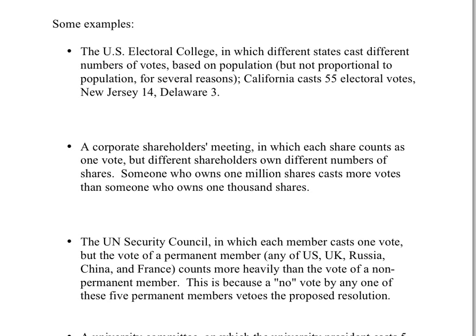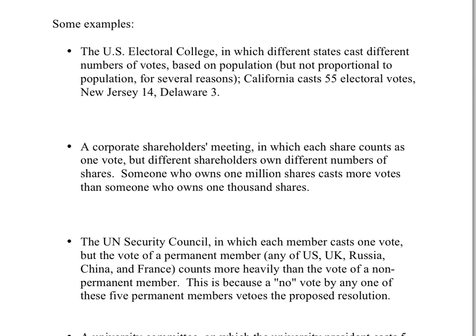Another example is the UN Security Council, and this is more subtle. This is an example in which each member casts one vote, but the vote of a permanent member, that is, any of the United States, the United Kingdom, Russia, China, and France, counts more heavily than the vote of a non-permanent member. So there are 5 permanent members and 10 non-permanent members. The non-permanent members rotate, even though each one officially casts one vote, and in that sense they are all equal. It turns out that some council members are more equal than others.